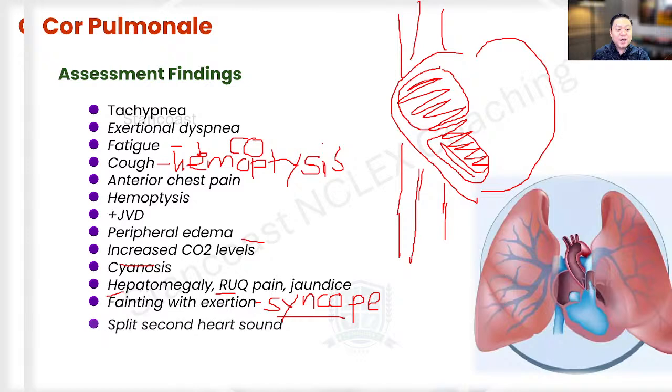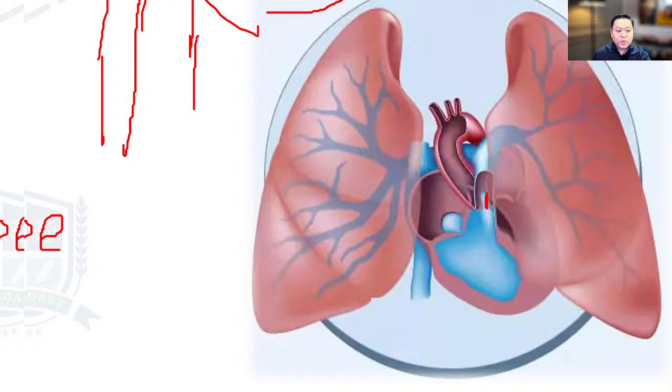So another is the split second heart sound. So what is this? Well, because of the increasing pulmonary artery pressure, this will now cause the delay in the closure of the pulmonary valve, which is basically right here. Let me enlarge this section. So here we have our pulmonary artery, and because again, there is an increasing pressure in the pulmonary artery, this will now delay the closure of the pulmonary valve or the pulmonic valve. And that's why when you're auscultating, you will be hearing that split second heart sound, okay?